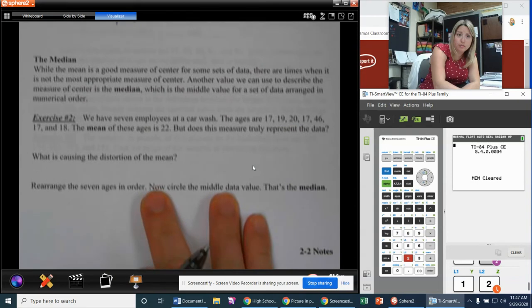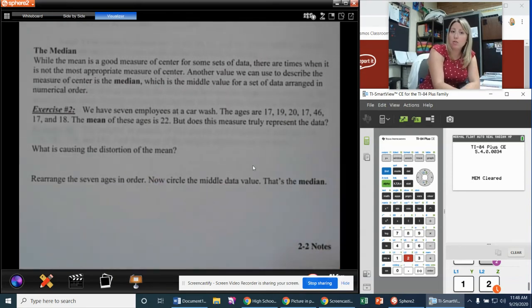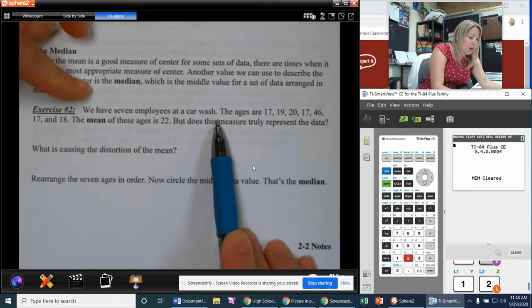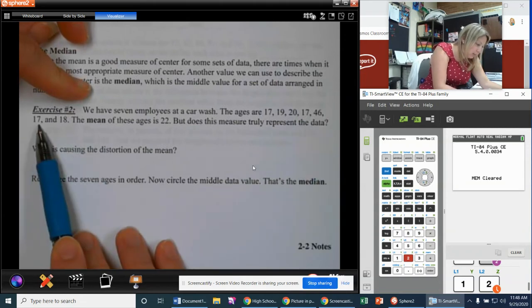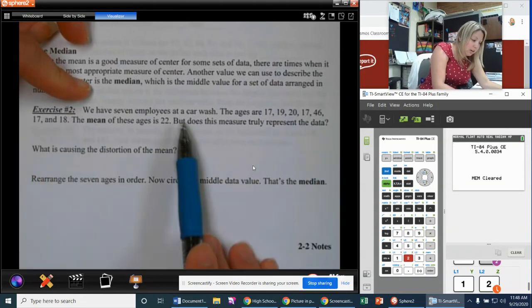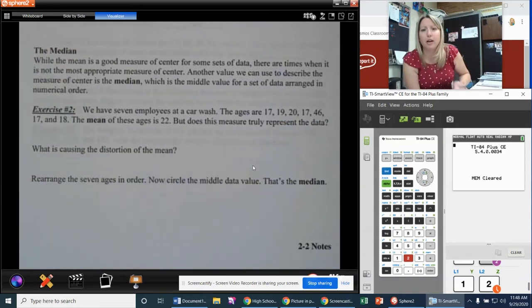Versus the median. And we'll see here in this example why the median and the mean are going to be very different as far as measures of center are concerned. So we're going to use a separate example here. We have 7 employees at a car wash. The ages are 17, 19, 20, 17, 46, 17, and 18. The mean is 22. But does that truly represent the data?